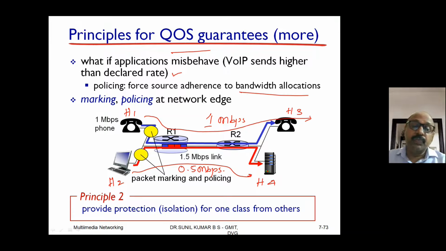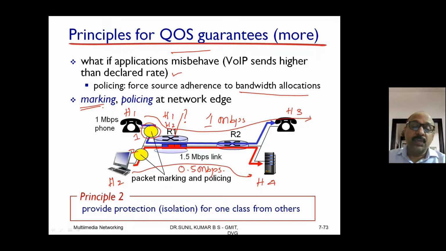But the question here is, how will the router identify the H1 traffic and H2 traffic? For this, marking is very, very essential. We have to mark all the packets that are coming from H1, so that let us say they are marked with a special marking of 1. All packets that are moving from H2 are marked with a starting marking of 2.